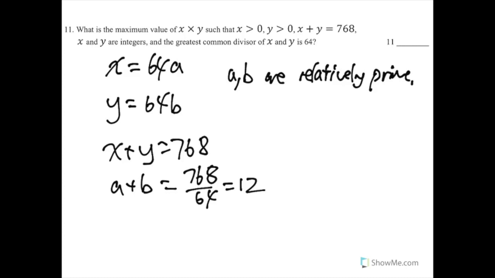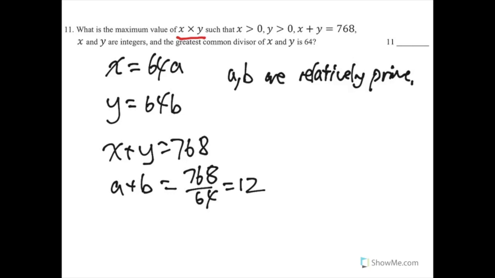And since a and b are relatively prime, there are restrictions on what a and b can be. Now, we want to maximize the value of x times y. If we have a fixed value of x plus y, as in this question, then without any other restrictions, we want to choose x equal to y, equal to half of their sum. This will maximize the product of the two numbers.